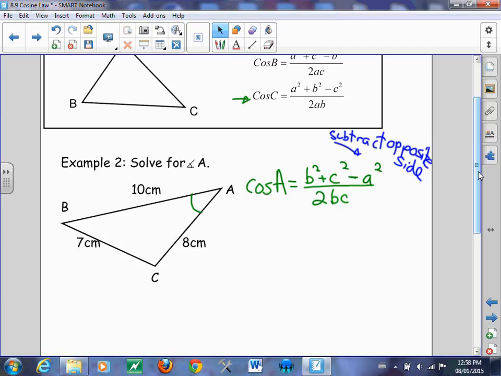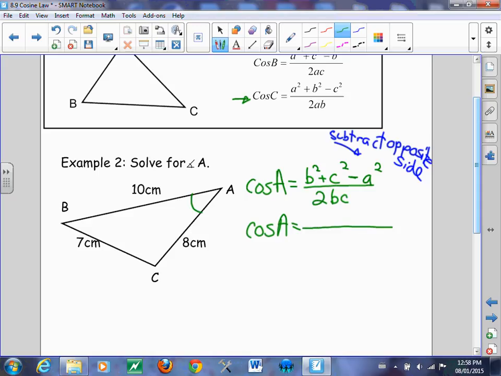Okay, let's plug in our information, folks. So cos of A equals b squared. So that's going to be 8 squared plus c squared, which is 10 squared. Subtract a squared, which is 7 squared. Okay, divided by 2 times 8 times 10. I would suggest here, folks, you do the numerator separately and then the denominator separately.